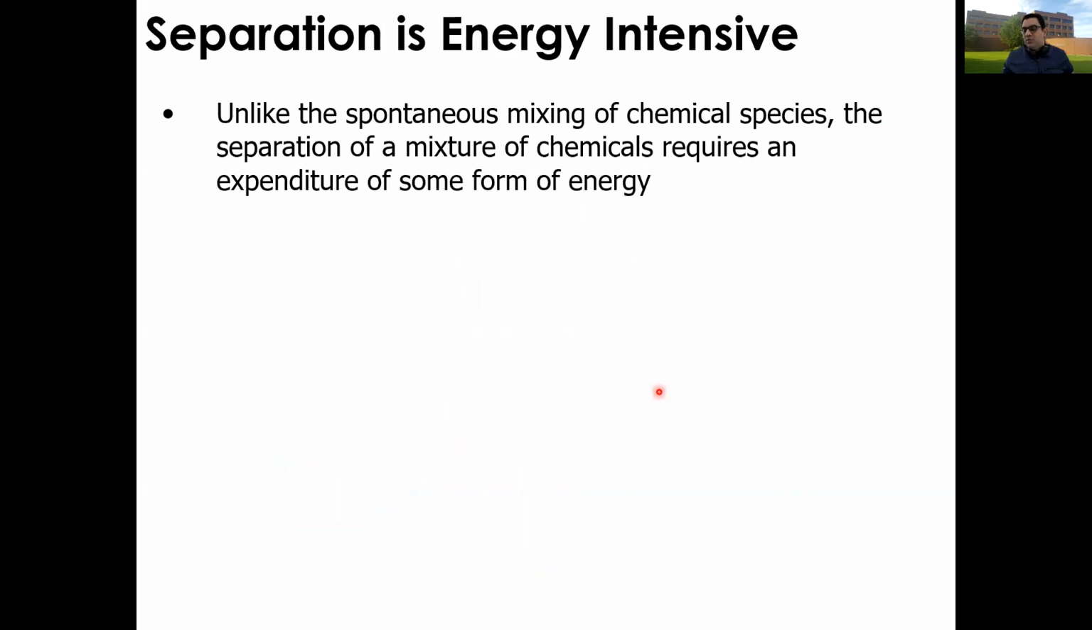So let's move on to a few points before we end this lecture. So separation is energy intensive. You need to know this. Unlike spontaneous mixing, separation of a mixture of chemicals requires expenditure of some form of energy, because at the end of the day, it's a thermodynamically driven process.